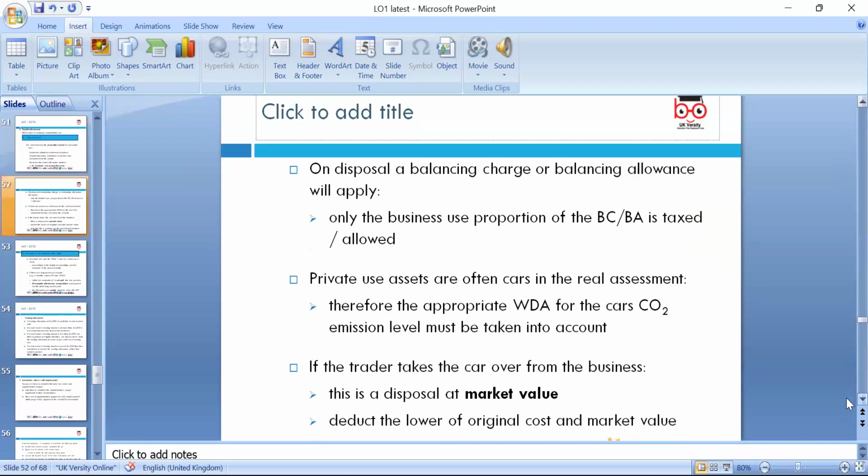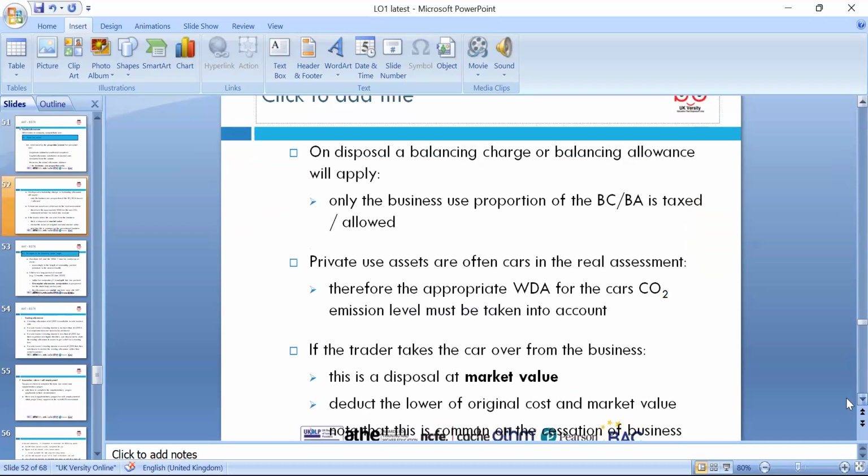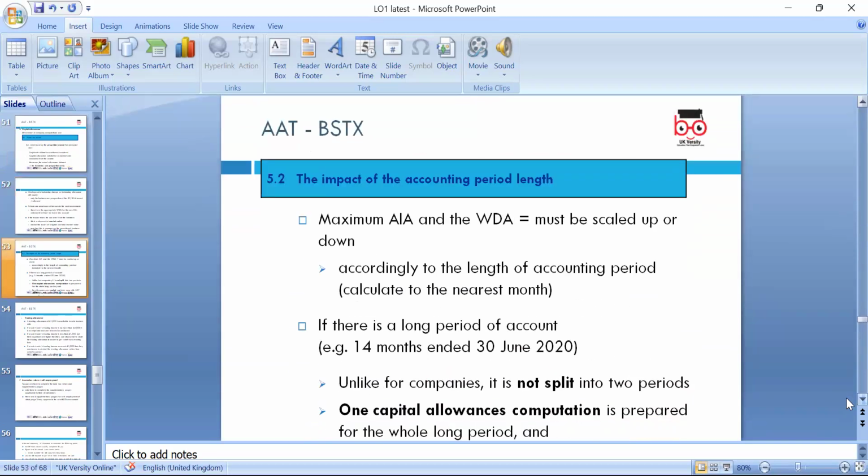On disposal, there is the balancing allowance, the tax allowed, the written down allowance, CO2 for the car, and the commission level, disposal and market value. Those we need to adjust. The maximum annual investment allowance is 1 million, and the written down allowance is scaled up or down. So we can look at the main pool, the 14-month end dates of the long period of account, and unlike the company, it is not split into periods.